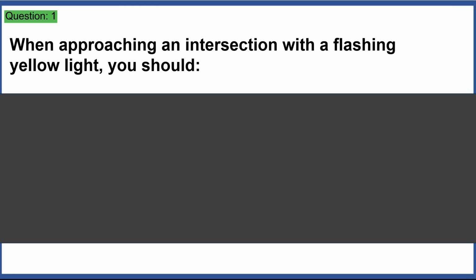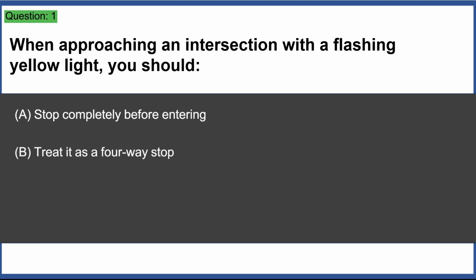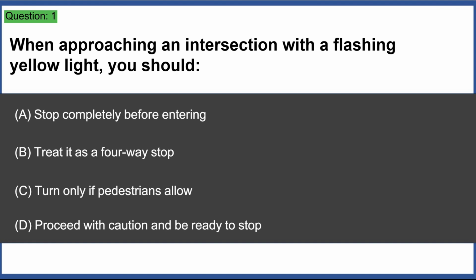When approaching an intersection with a flashing yellow light, you should: A. Stop completely before entering. B. Treat it as a four-way stop. C. Turn only if pedestrians allow. D. Proceed with caution and be ready to stop. Answer D. Proceed with caution and be ready to stop.